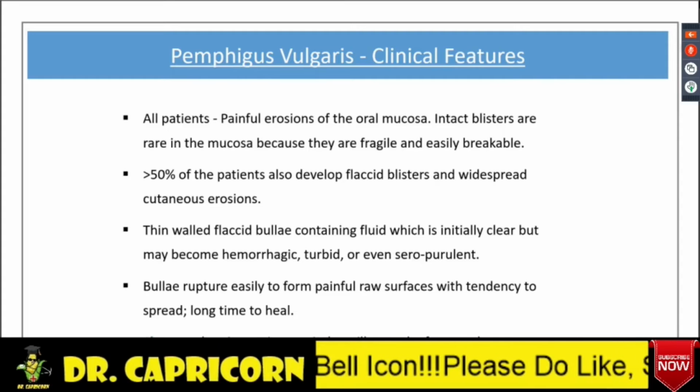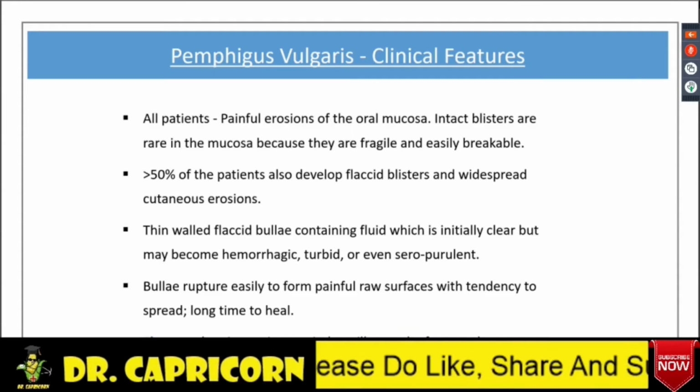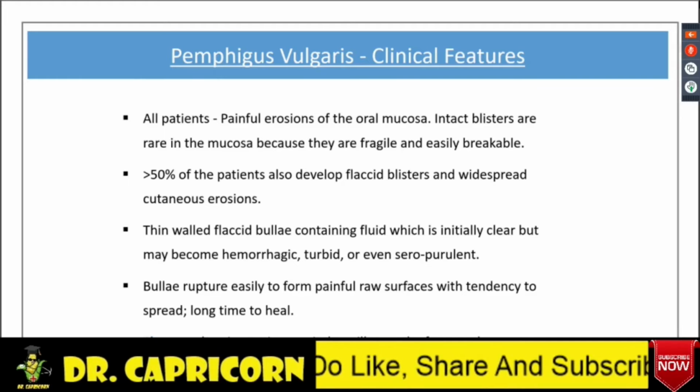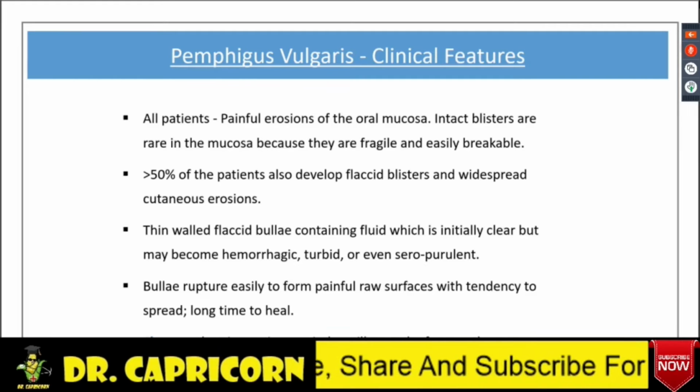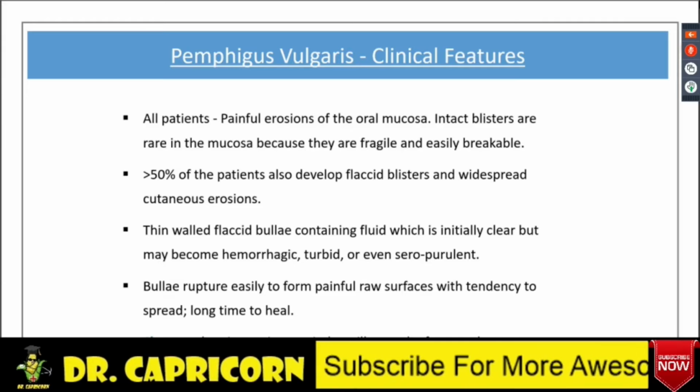More than 50% of patients also develop flaccid blisters and widespread cutaneous erosions. Generally, the history is that oral lesions come first, then the cutaneous lesions. Sometimes they may occur simultaneously, or very rarely cutaneous lesions may come first and oral lesions come later on. Now these bullae of pemphigus vulgaris are very typical.